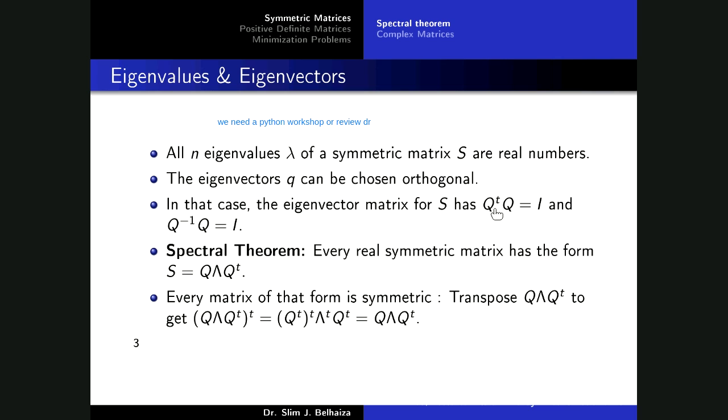In that case, you can see that Q transpose and Q inverse are the same. We've seen that characteristically in the spectral theorem, which was one of the examples we covered in the homework, and we already have the Python code that does that. So basically, you can write S as Q times capital Lambda times Q transpose. And I guess that every matrix of that form is symmetric.